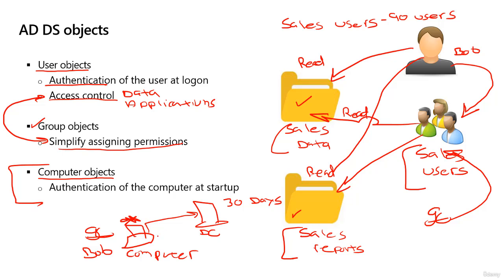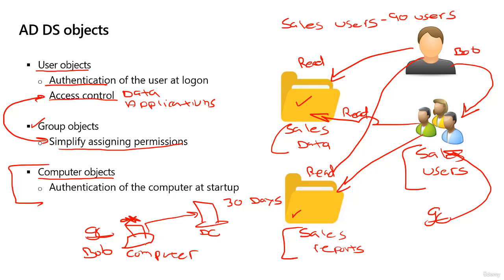So computers do have passwords. We just don't manage them. If you've ever seen that error message, those of you that already work in IT, the trust could not be established between the client and the domain, that's exactly what it means. Somehow they disagree about the authentication, the computer account and the domain controller.